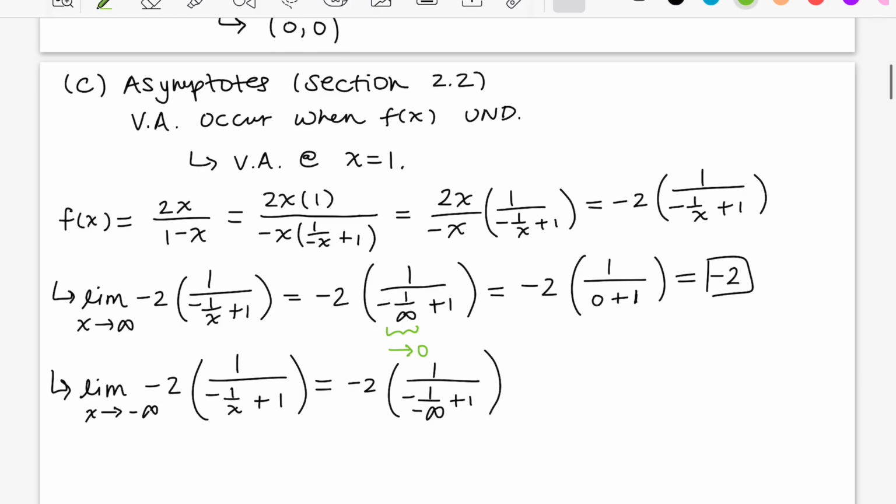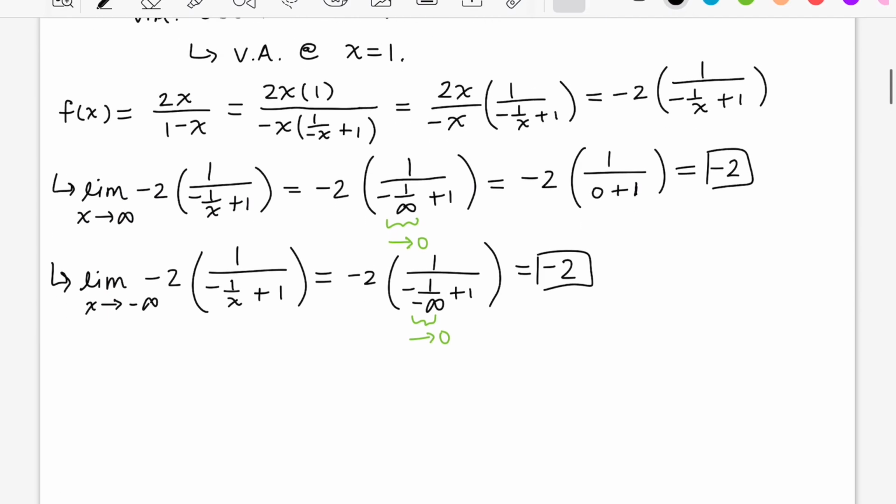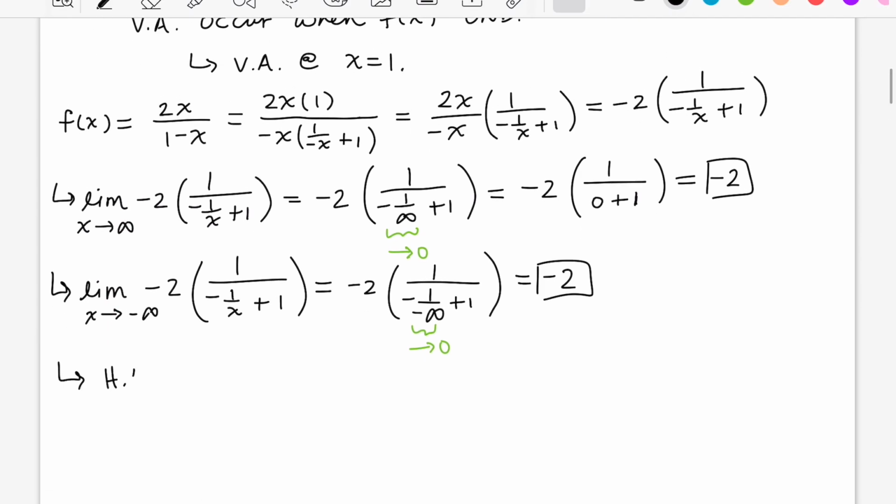And by the same reasoning, this guy is going to get smaller and smaller. It's going to get closer and closer to 0. And so we see that the limit of our function as x approaches negative infinity is also negative 2. And since these limits are equal to each other, this tells us that we'll have a horizontal asymptote at y is equal to negative 2.